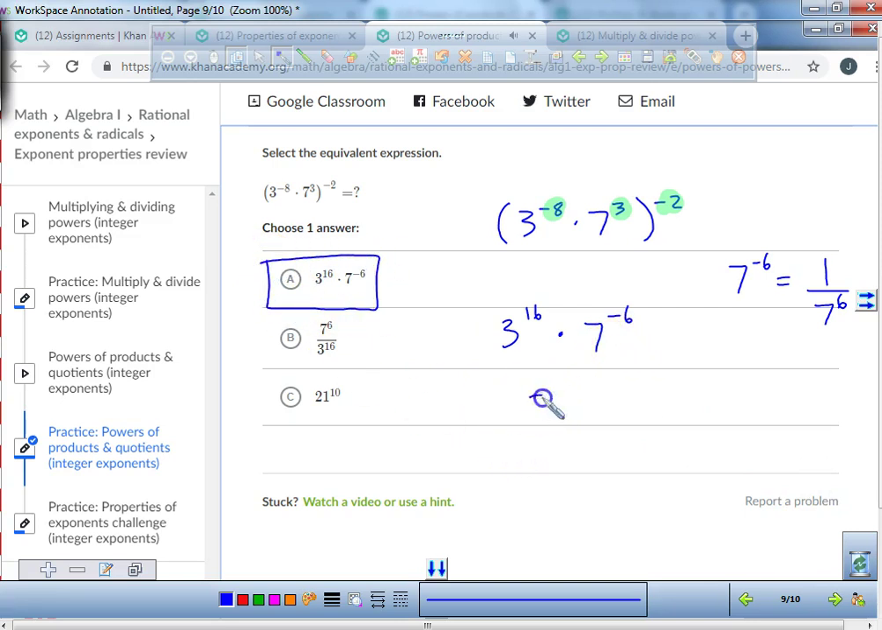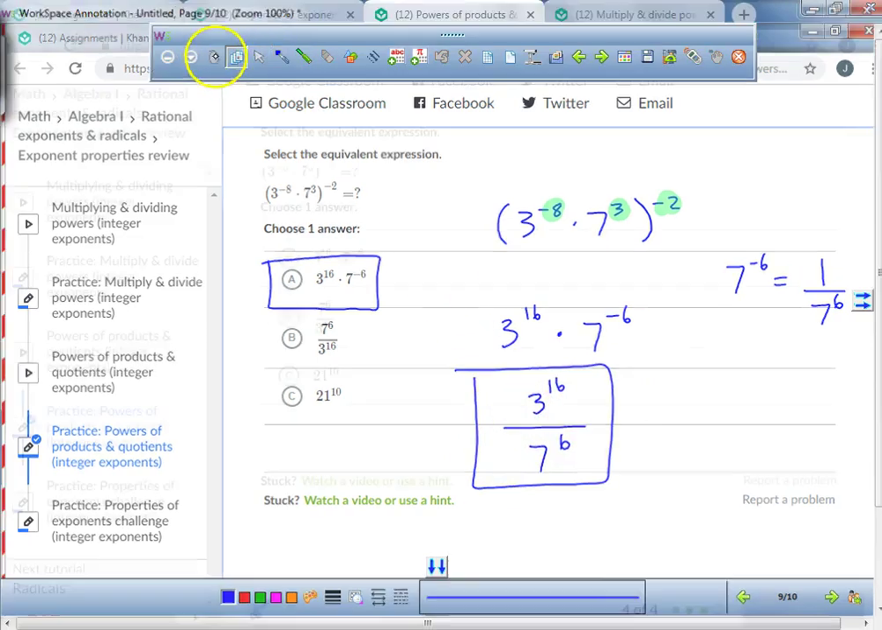But I can also have 3 to the power of 16 over 7 to the power of 6. This would be another answer that would be correct. So the answer is going to be A, but they could have put a different answer and written it like this, and this would also be an equivalent answer.